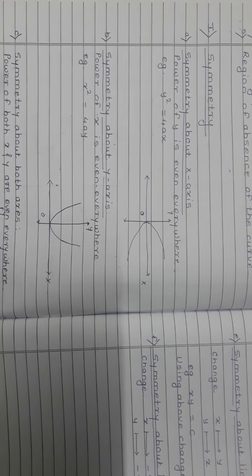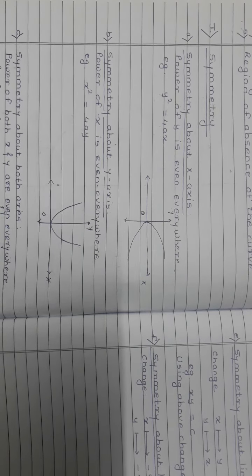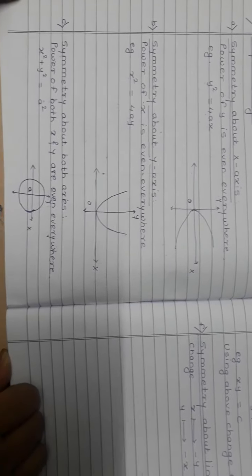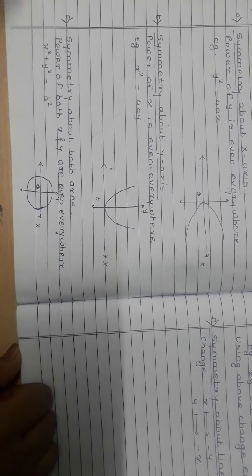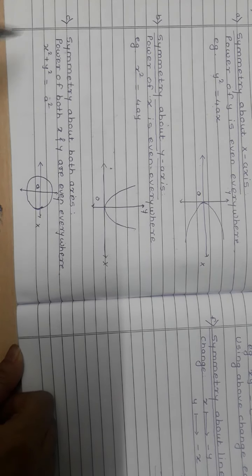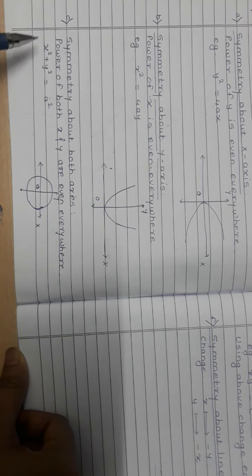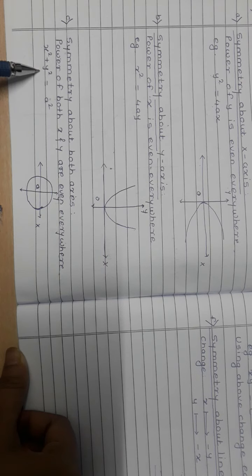Then the next thing is symmetric about both axes. So naturally symmetric about both axes meaning both powers should be even throughout, like equation of circle. Since in the equation of circle power of x is even and also power of y is even, that means this curve must be symmetric about both axes.